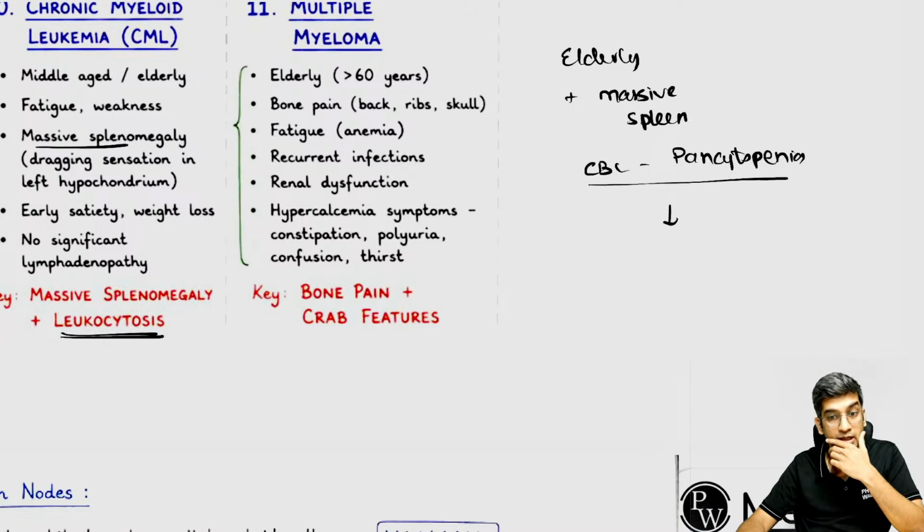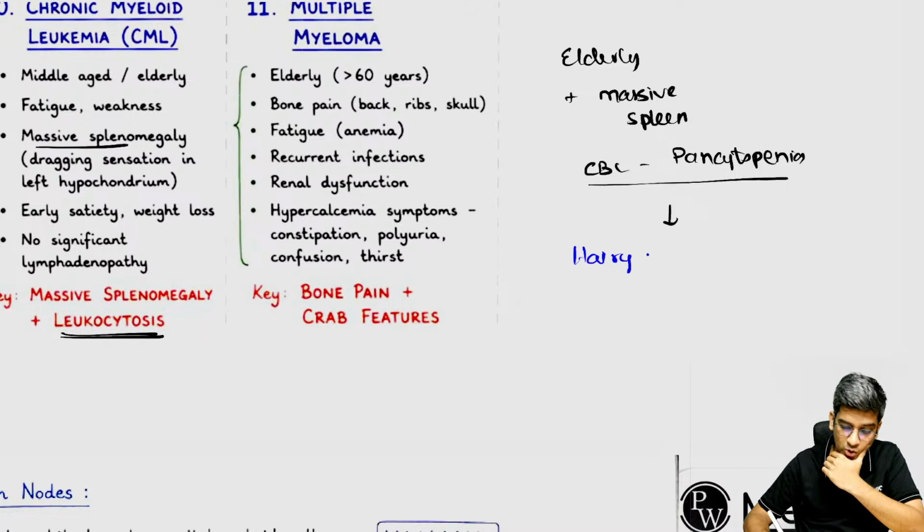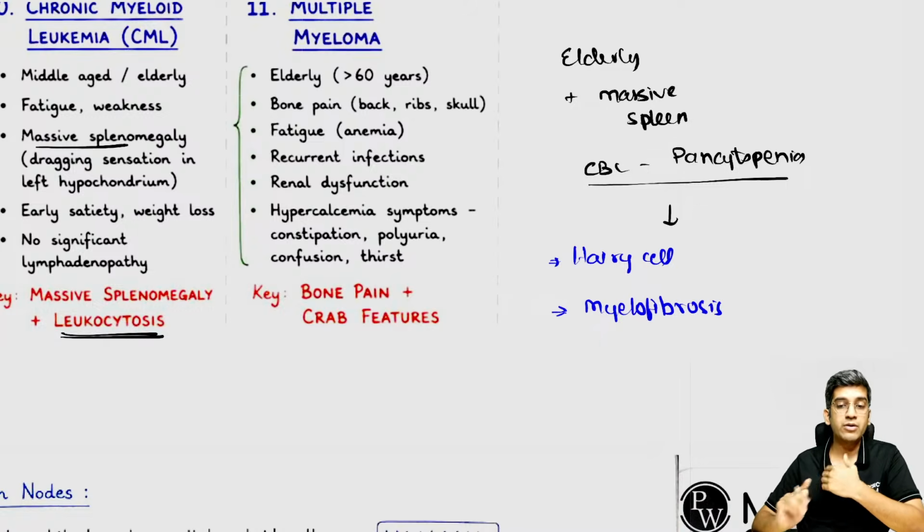Anyone? Great. One of the right diagnoses for me here is hairy cell leukemia. Hairy cell leukemia also will have a very, very classical finding. There is one more diagnosis for this, which could be myelofibrosis. Myelofibrosis also will have massive splenomegaly. Myelofibrosis also will have pancytopenia.